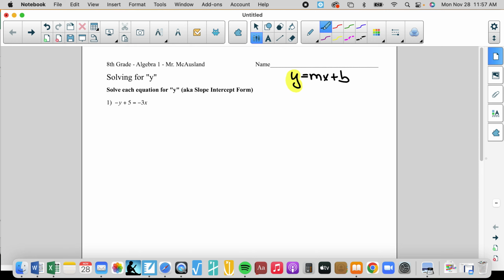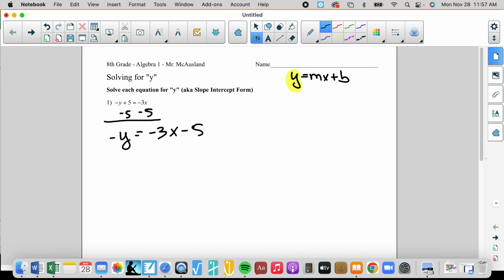So in this situation, this first equation, we have negative y plus 5 equals 3x. So we want to get y by itself. Let's get rid of things being added and subtracted. That leaves us with negative y equals, and remember, we're going to write the variable before the constant. So we would write that as negative 3x minus 5.